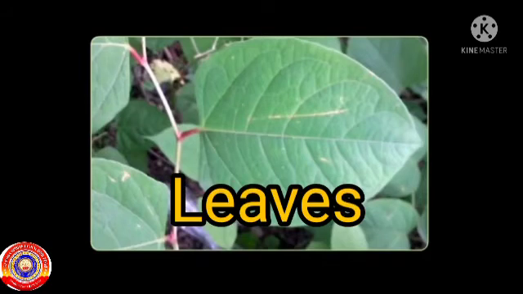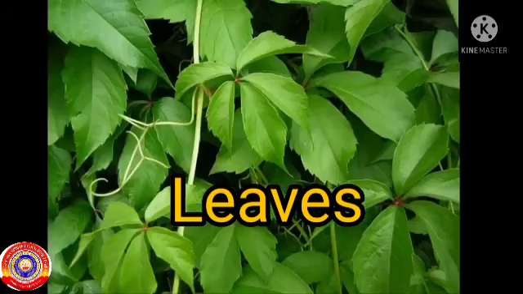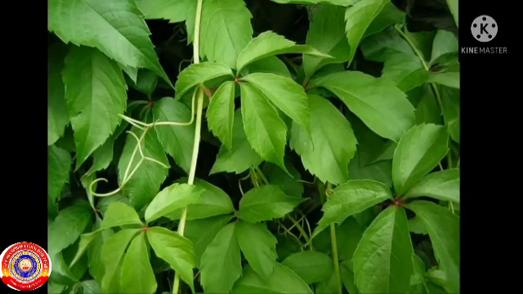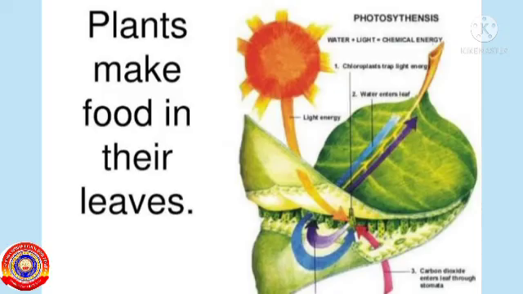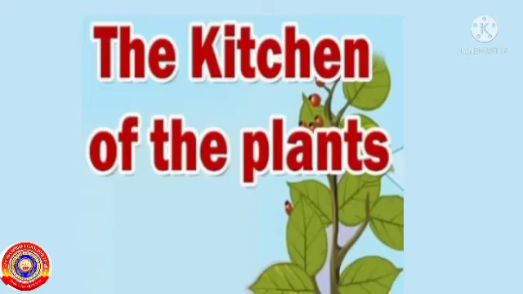Okay, so let's discuss about leaves. We all know that leaves are green in color. The green color is due to the presence of a substance in leaf called chlorophyll. In your higher classes, you will study more about this chlorophyll. In our previous class, we studied that plants make food in their leaves. So, the leaves are called the kitchen of the plants.